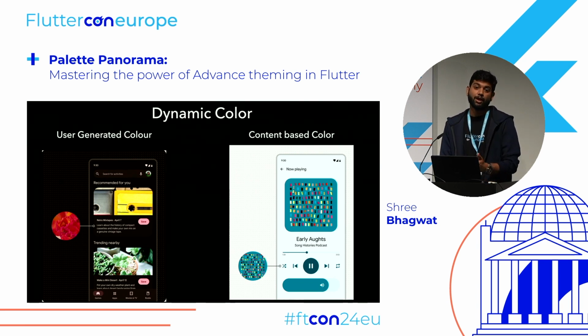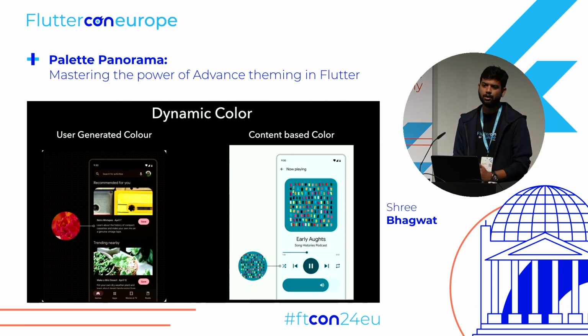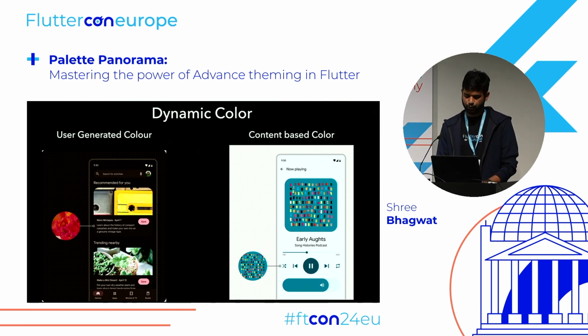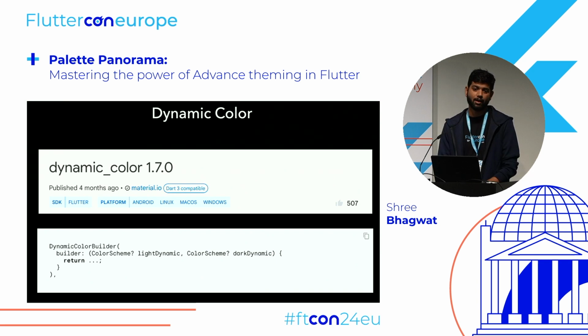You can use this in your application, which might feel good. And you can use this with a package called dynamic color. It is a package from Material IO itself. All you have to do is call the dynamic color builder and pass the light dynamic color scheme and the dark dynamic color scheme. That's it. Whenever you're using it in your application, it will take the color from either the wallpaper or, let's say, the content that is present on the screen.